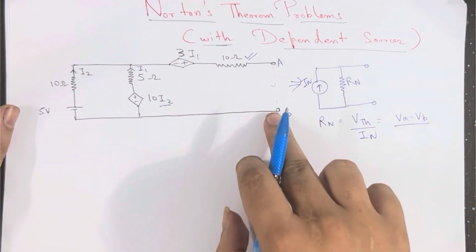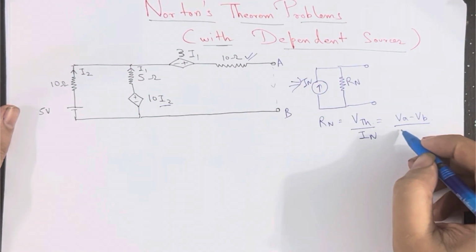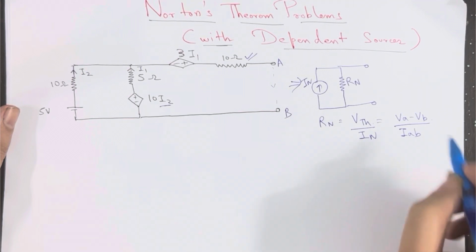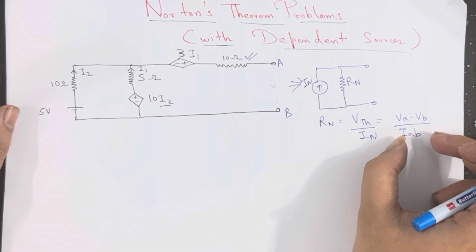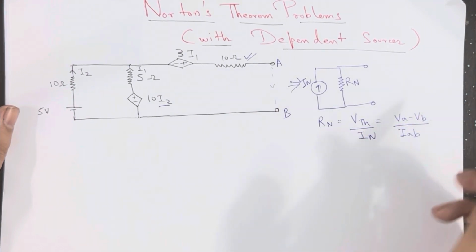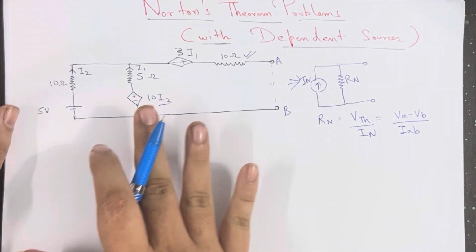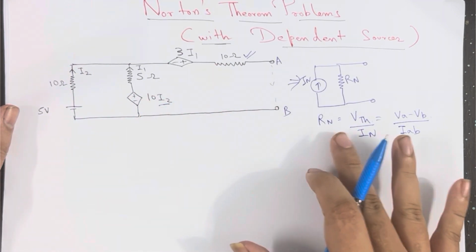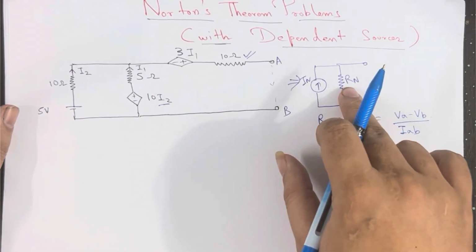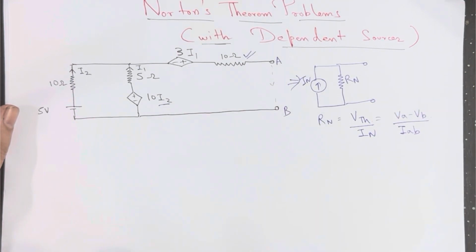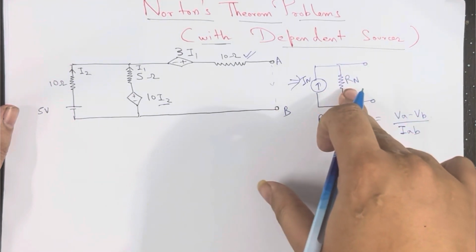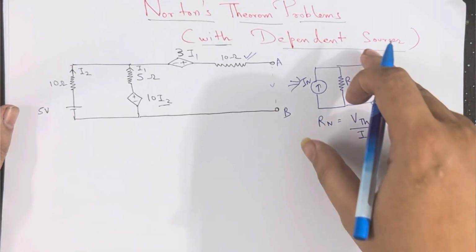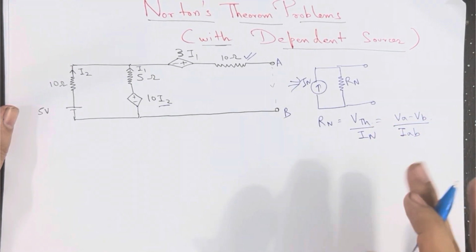When we short circuit these points, the current between A and B, that is IAB, will be Norton's current. So we will find these two terms and divide them in order to find RN. Even in some dependent source questions, if the RN value comes out negative, you put the negative value of RN in the Norton's equivalent circuit also and calculate the load current. It's very important.